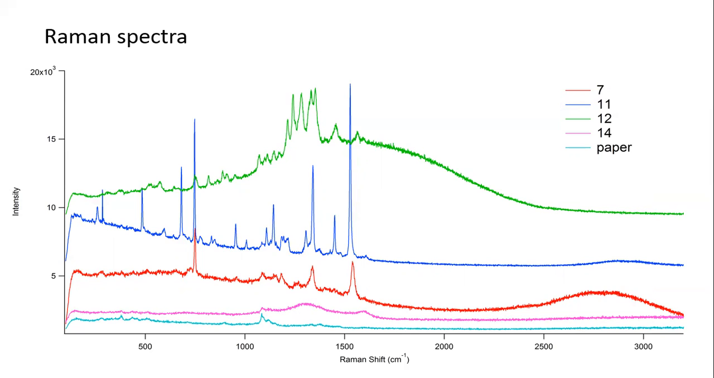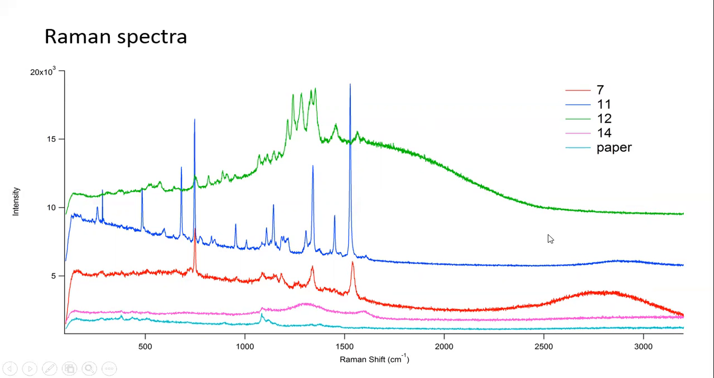So these spectra here are the only spectra that I was able to obtain. And what you see on the picture is a typical Raman graph. On the x-axis, we have the Raman shift in wave numbers, and on the y-axis, it is the intensity. 7, 11, 12, and 14 are just the numbers of the samples, because all of my samples were numbered. And this here is just the paper background. As you can see, all the spectra are very different, which gives us hope that every single ink formulation is unique, and we can reliably and repeatedly identify a pen just by its Raman spectra, which is pretty fascinating.